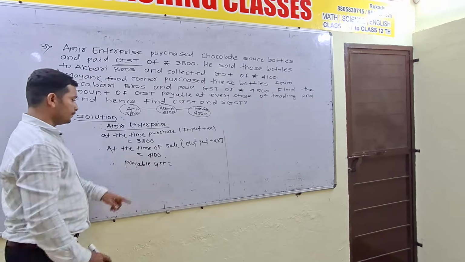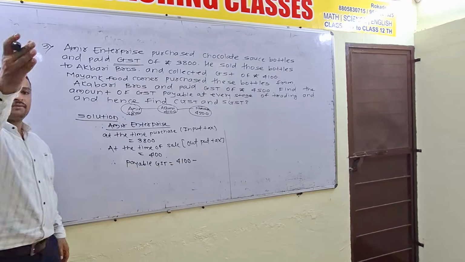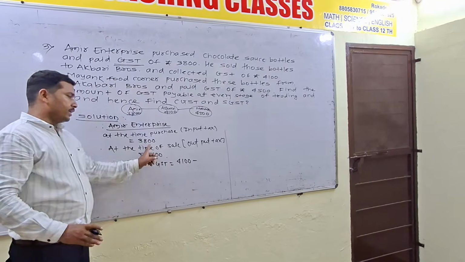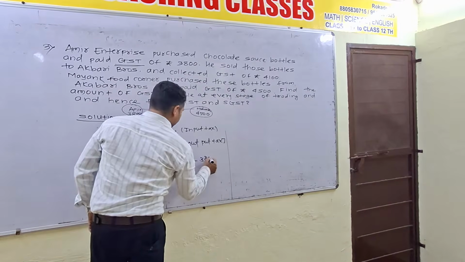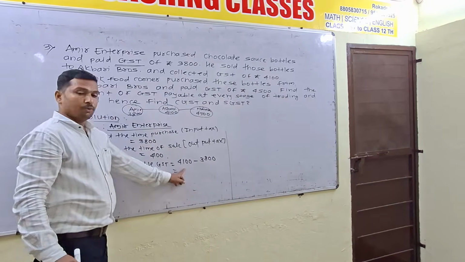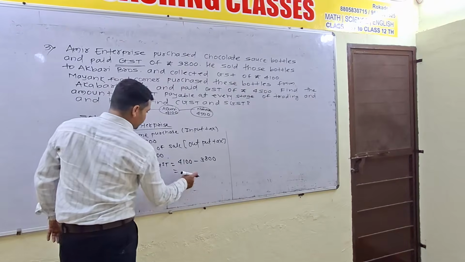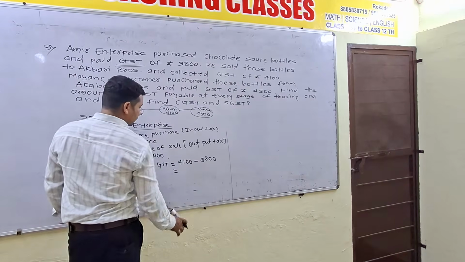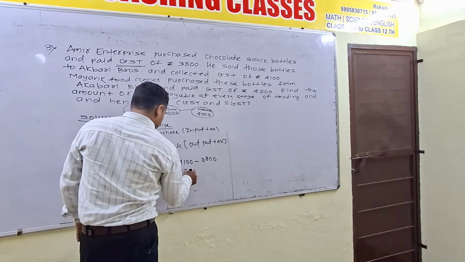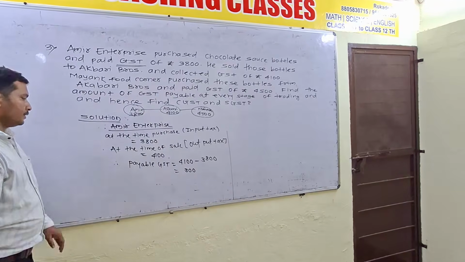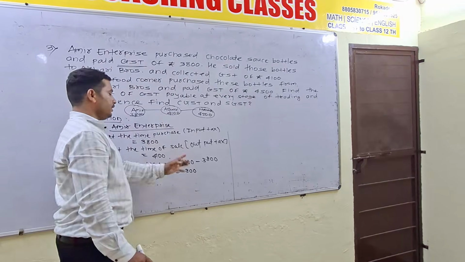Output tax is 4,100. Input tax is 3,800. We have subtracted here. 4,100 minus 3,800 is 300. So we get the answer, 300. So payable GST at this stage is 300 rupees.